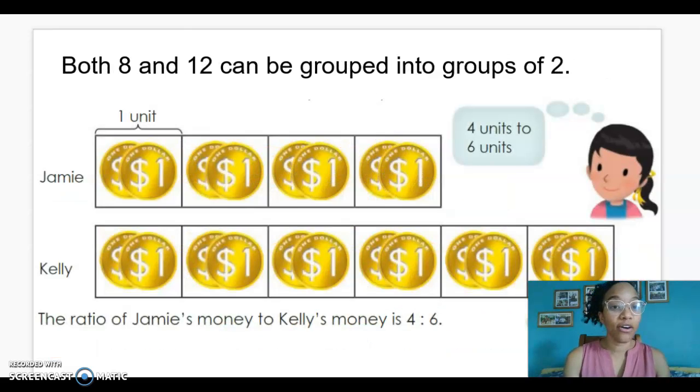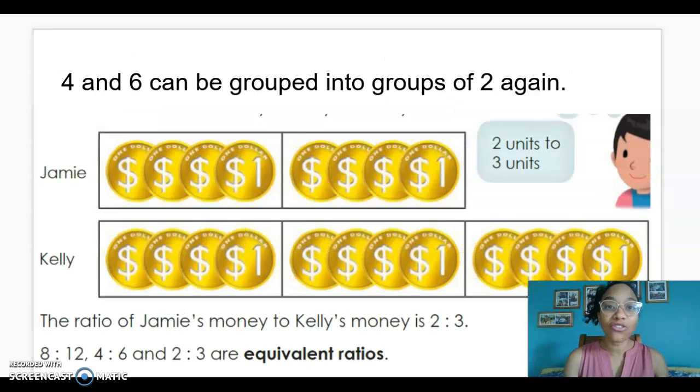Both 8 and 12 can be grouped into equal groups of 2. Since they can be grouped into equal groups of the same number, we can simplify this ratio. So now if we look at 1 unit of money being 2 of the coins, Jamie has 4 units and Kelly has 6 units. The ratio of Jamie's money to Kelly's money is 4 to 6. But can we go further? 4 and 6 can also be grouped into groups of 2. Now we look at 1 unit having 4 coins of money, so Jamie has 2 units and Kelly has 3 units. The ratio of Jamie's money to Kelly's money is 2 to 3.